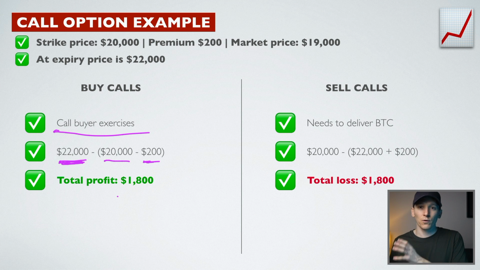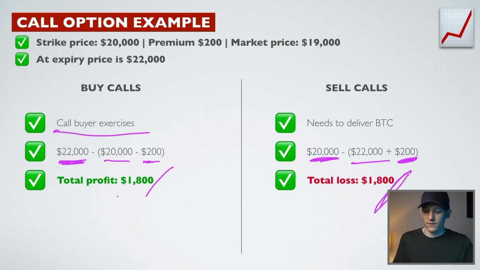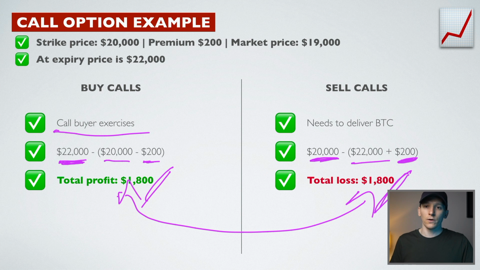What about calls if you're selling them though, right? So if you gave someone else the option, well, you actually need to deliver Bitcoin right now because you're selling it to them, right? So you have to go into the market and buy Bitcoin at 22,000, because that's the current market price. And you get, as you can see, 200, which is the premium that they paid you. And so you have to sell it to them at 20,000, right? So you're selling to them at 20,000, you have to go into the market and buy at 22, so that's a loss, but you're also getting $200 for that premium. So your total loss would be 1,800. You can see that this is a zero-sum game where there's just a winner and a loser in this example.